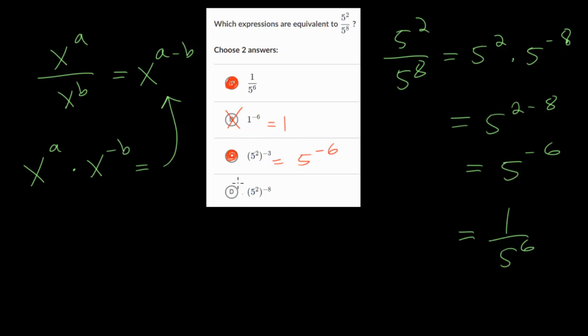And let's just check D just to make sure. And for this one, again, you have an exponent to an exponent, so we'll multiply. And 2 times minus 8 is minus 16, which is not what we had. We were looking for 5 to the minus 6. So it looks like choice A and C are correct. And I do encourage you, even when you find 2 right answers, check the other 2 just to make sure that they're wrong. Because you never know when you're going to make a mistake, and this is a good way to check your work. Now let's do one final example.